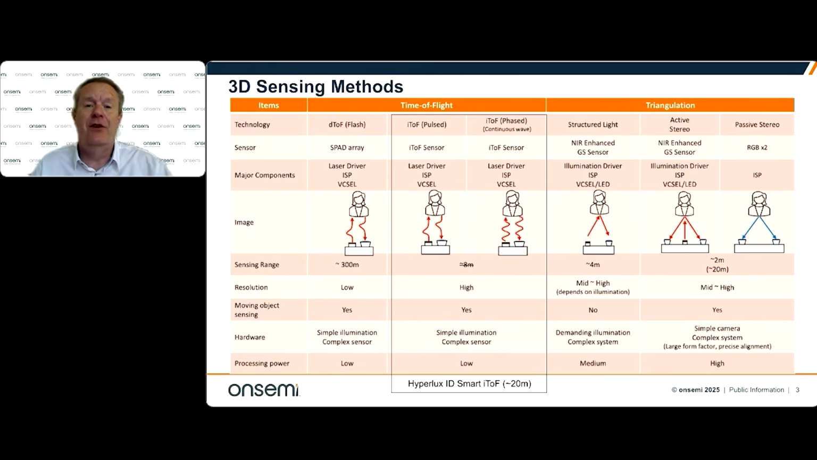Resolution is high for iToF because it uses an array sensor. A traditional iToF today is using VGA sensors. Our iToF sensor is 1.2 megapixel, as I'll go on to explain. Simple illumination, complex sensor. Now you see here that I've crossed out the sensing range. Sensing range typically for standard iToF today is around about 8 meters. It can be probably up to 10 meters. Our Hyperlux ID smart iToF can improve those distances dramatically with moving objects. So up to 20 meters outdoors to 30 meters indoors. I'll explain in a moment how that is implemented.